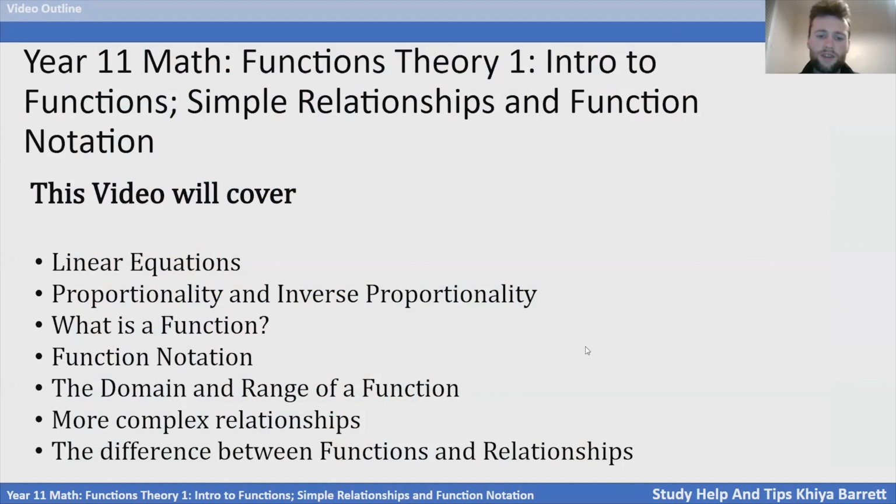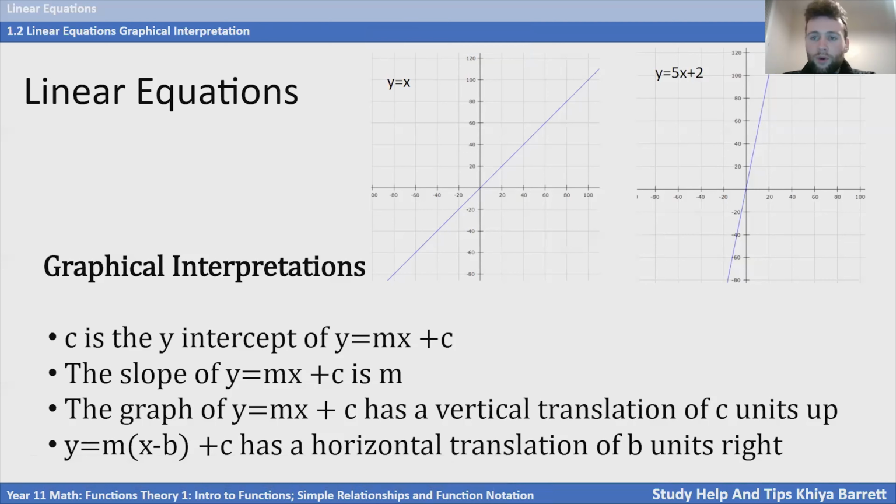We are going over graphical interpretations of linear equations. So in our first graph, we have y equals x. And you can see there's no constant, and that means that the y-intercept is going to be 0. Whereas if you've got a constant of, let's say, 2, then the y-intercept is going to be 2. So you can see this is up a little bit further.